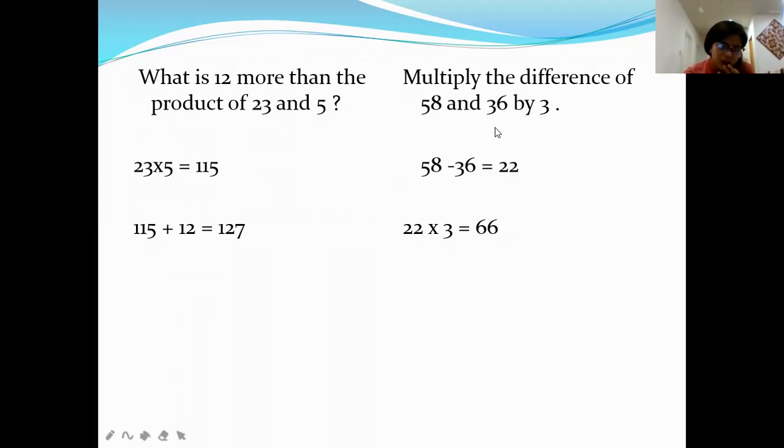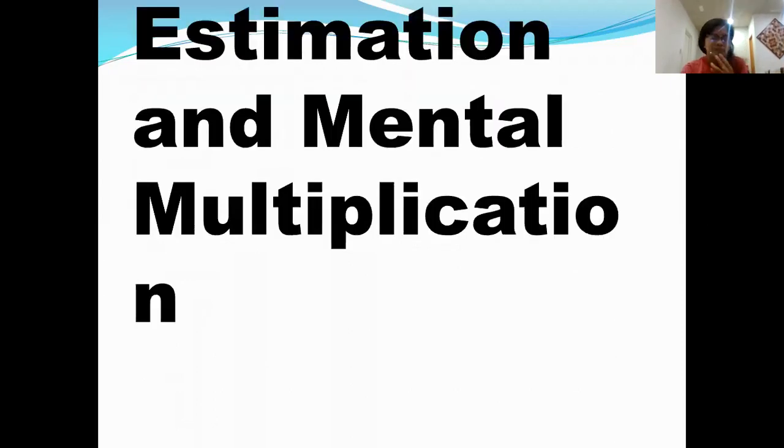Okay, next. Multiply the difference of 58 and 36 by 3. Difference means we are going to subtract first 58 and 36. So we are going to subtract 58 minus 36, that is 22. Then multiply the difference by 3. So our difference is 22, then we are going to multiply by 3. 22 times 3, that is 66.